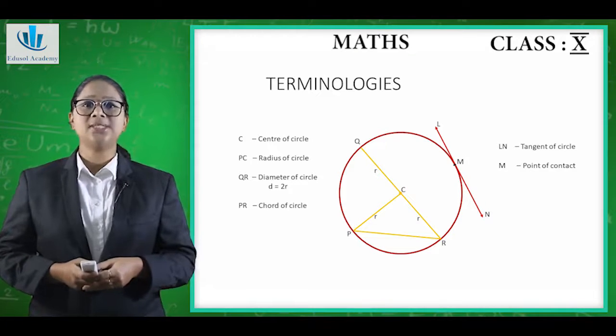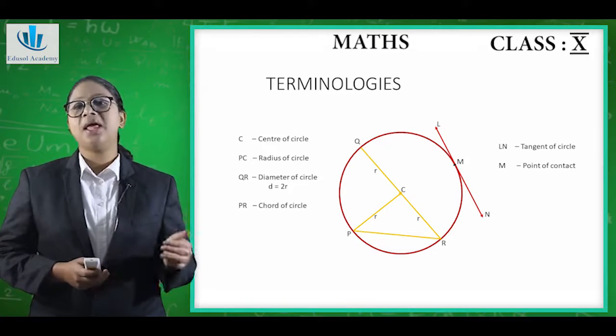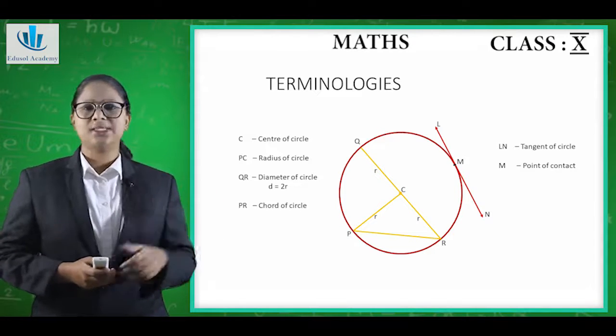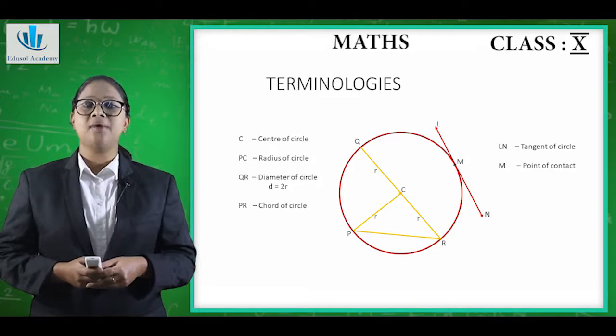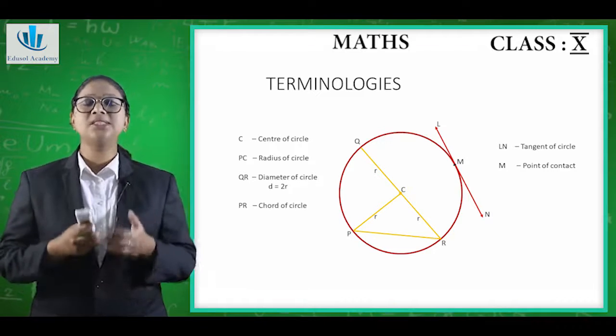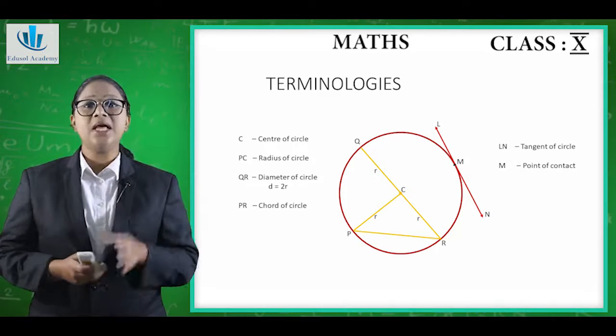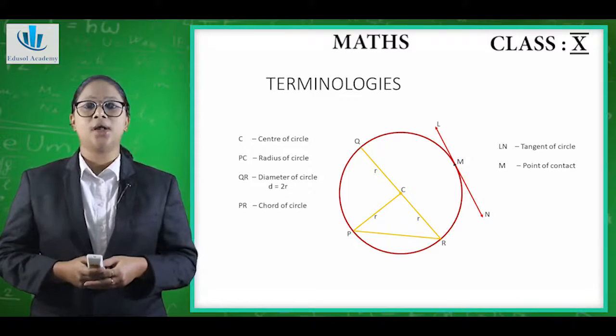Now the next one is a line PR that is simply connecting 2 points P and R. Now we can see this line doesn't have any important point passing through it, or this line is not crossing through any other point within the circle, right? Such a random line is called a chord.